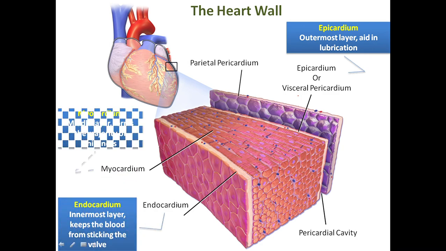Second is the myocardium, which is the middle layer of the heart wall and basically forms the majority of the thickness of the heart. Then is the innermost layer, that is the endocardium. The endocardium keeps the blood from sticking to the walls.